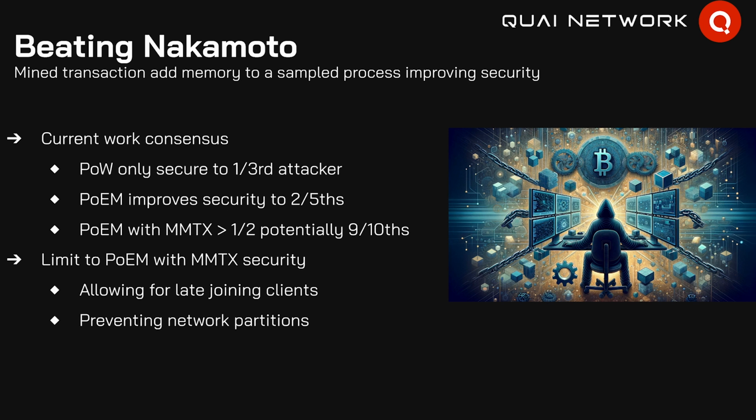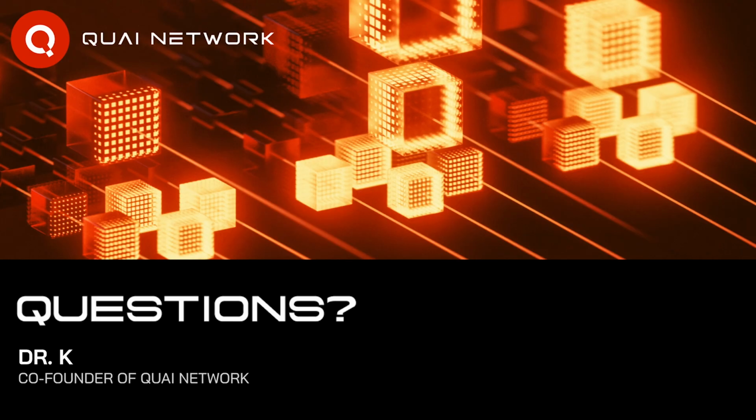So what's the downside of it? The limit to PoW with MMTX security is that if I were to try to make our attack resilience approach 99%, it would preclude late joining clients from entering the network, and it would potentially increase the likelihood of network partitions. But there's some balance here, above 50% and below 1, where optimality lies. So this is a really cool outcome that I figured out in the last week, and this is something we're now working on proving. So with that, I'll take questions.